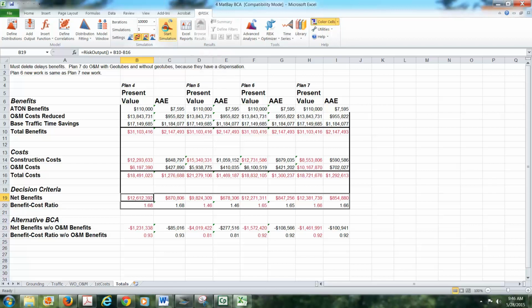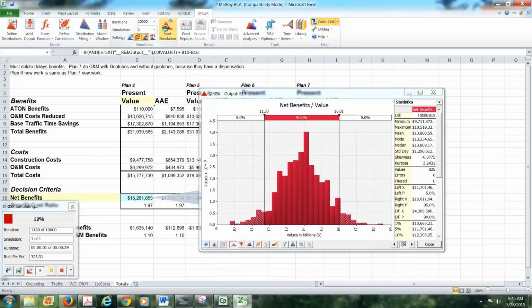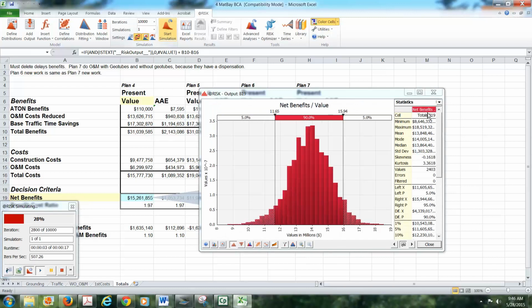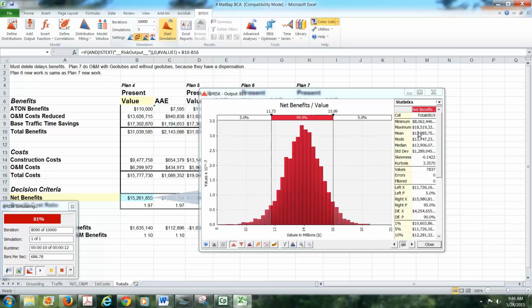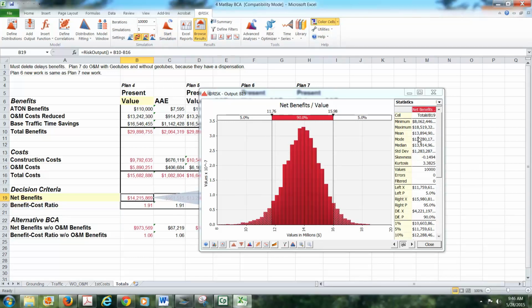So once again, we're going to start a simulation. We're going to calculate this 10,000 times. And you begin to see now over here on the right, the minimum is an $8.6 million profit. The maximum, the profit could be as high as 18.5 at the moment. The mean is beginning to stabilize at about 13.9. So these are the net benefits to the project.